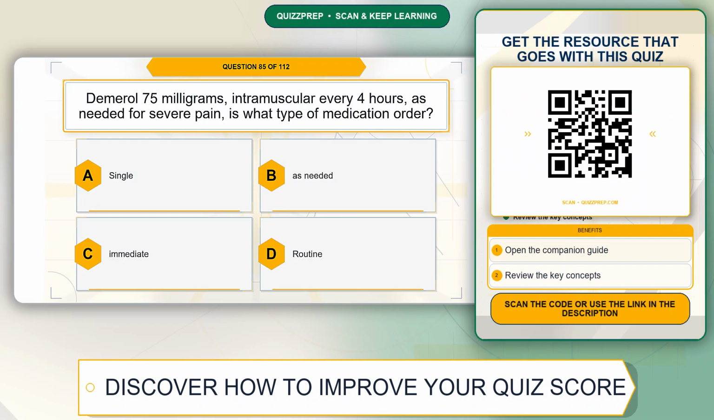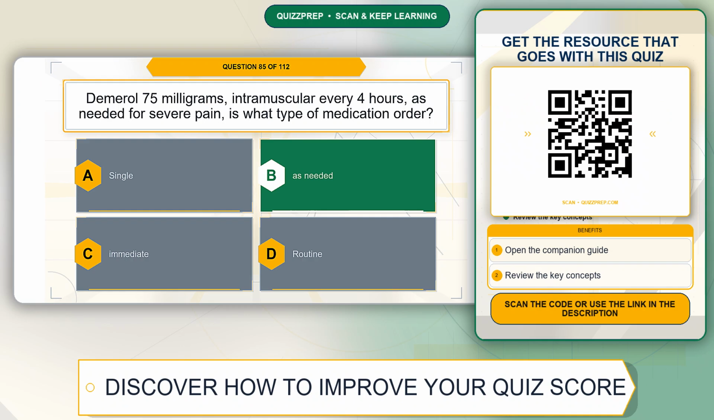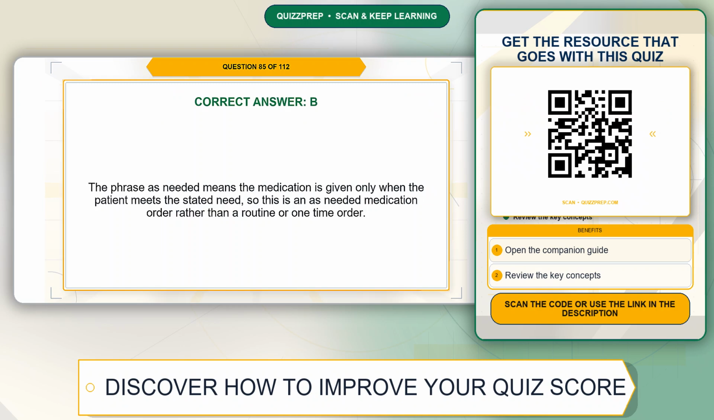Question 85. Demerol 75 mg, intramuscular every 4 hours, as needed for severe pain, is what type of medication order? Option A, single. Option B, as needed. Option C, immediate. Option D, routine. The correct answer is option B, as needed. Explanation. The phrase as needed means the medication is given only when the patient meets the stated need, so this is an as needed medication order rather than a routine or one-time order.